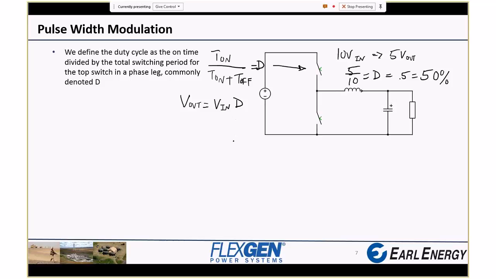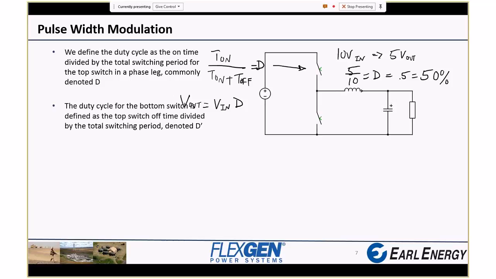The complement to the top side duty cycle D would be T off over T on plus T off. This would be the duty cycle of the bottom switch, and we define that as D prime. For the purposes of this company, we will always define the top switch duty cycle as D, and the bottom switch duty cycle as D prime. If you look up certain converters on the internet, you will see this switched. You're not doing that. Top switch is always D.